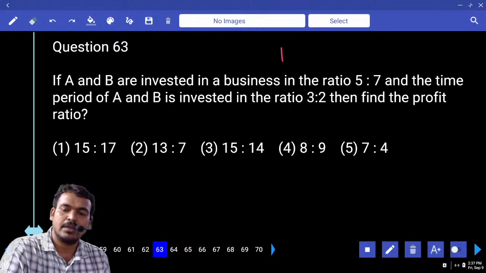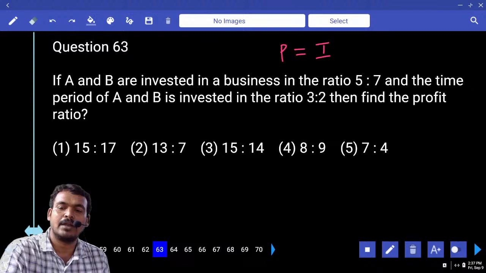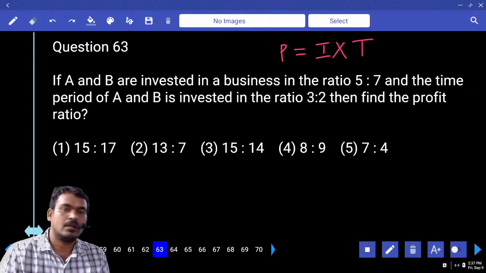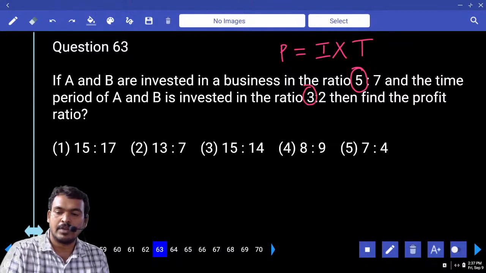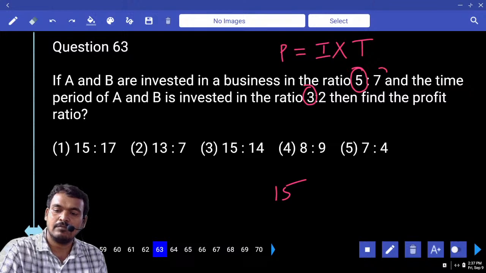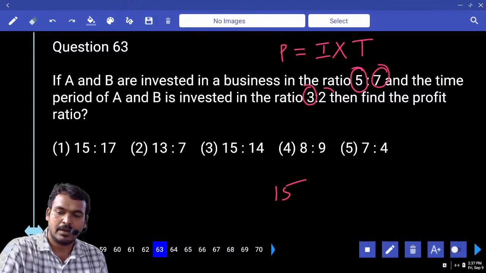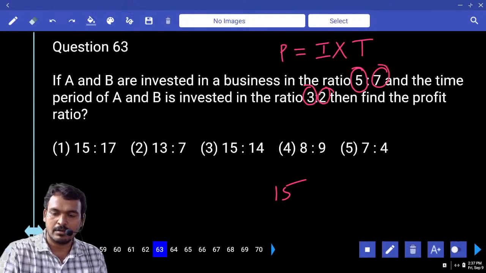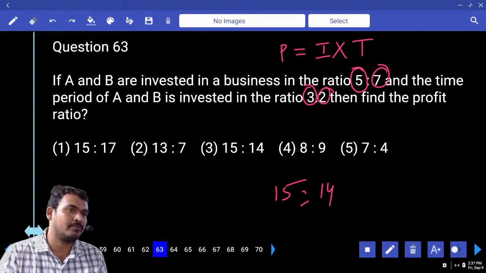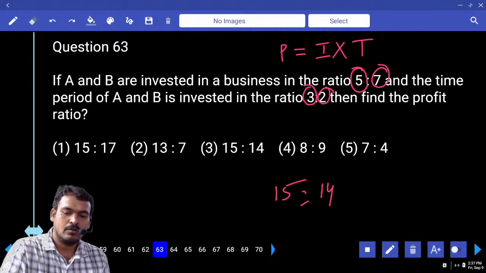What does profit mean? Investment multiplied by time, or not? What is the first one's investment? 5 parts. What is the first one's time? 3 parts. 5 3s are 15. Second one investment 7 parts. Time period 2 parts. Then profit 14 parts, or not? Then profits are distributed 15:14.